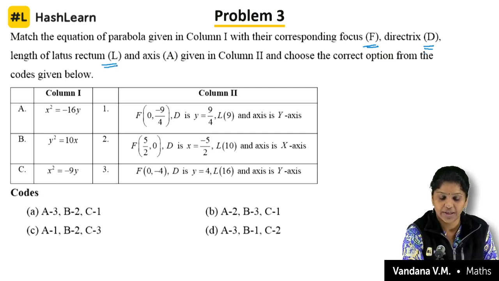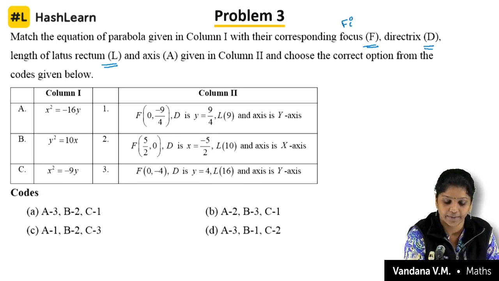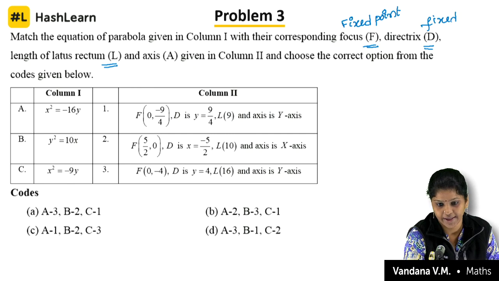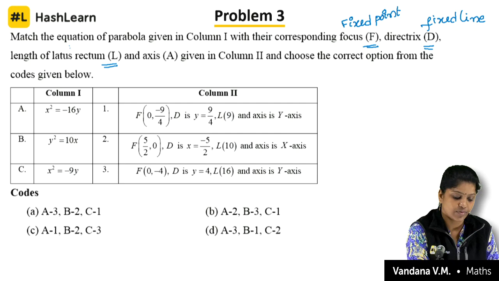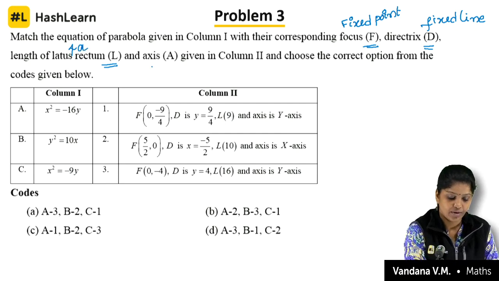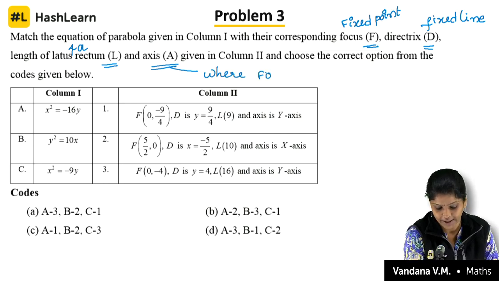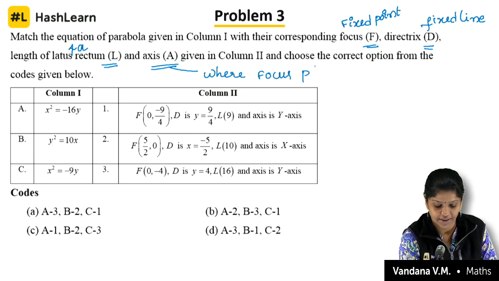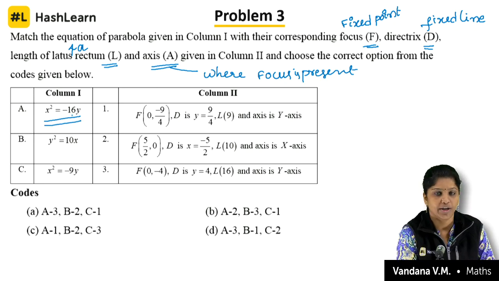Focus we know, directrix means this side the fixed line. This is a fixed point, a fixed line. Length of the lateral rectum is 4a. Axis means where the focus is present. That I have to find out. Okay. So simply now you understood how to do.